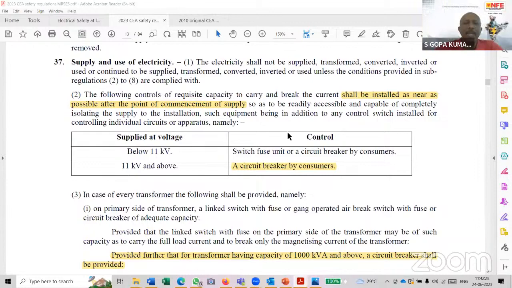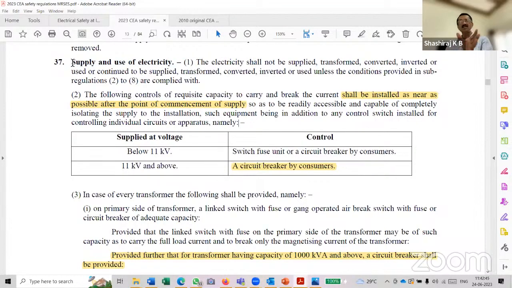Sir, I would like to interrupt and ask one question. The heading of the question is supply and use of electricity. So probably this part is applicable only to the consumer premises, where a DISCOM is supplying and the consumer is using the electricity. Will it be like that?